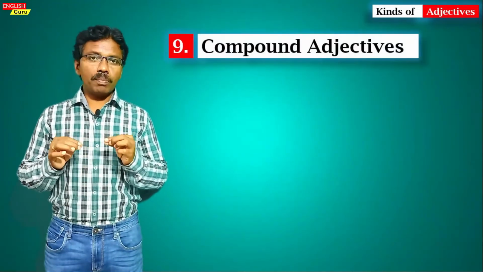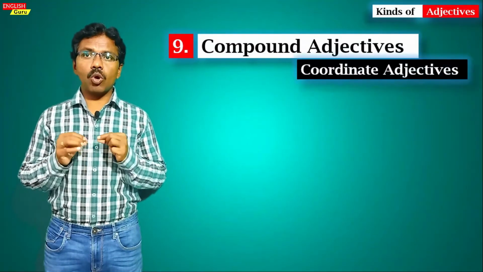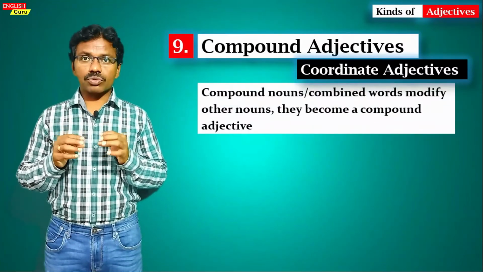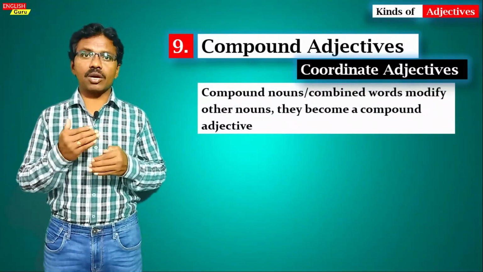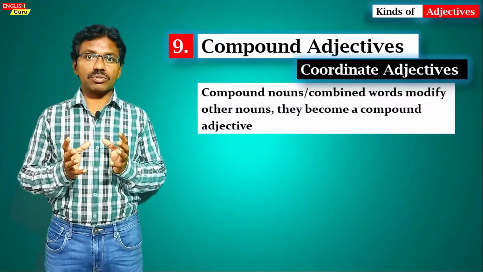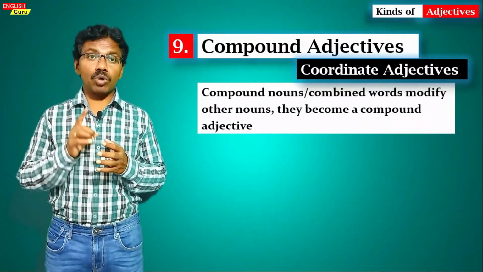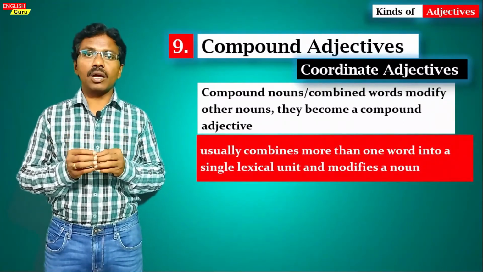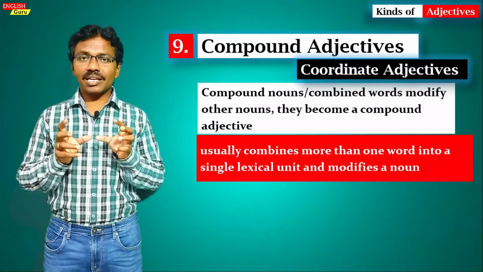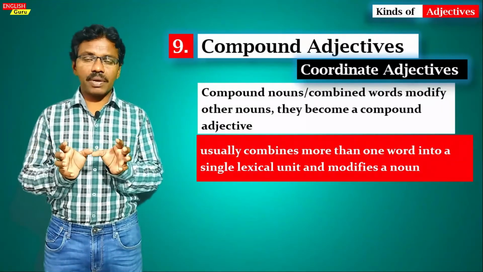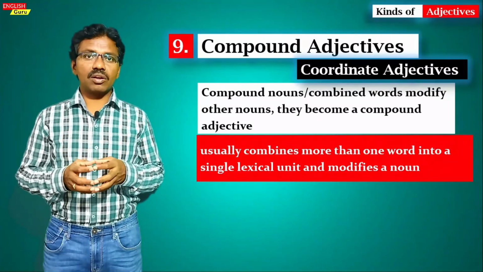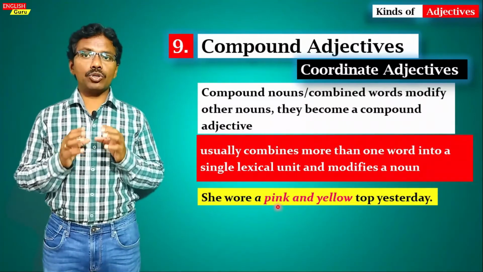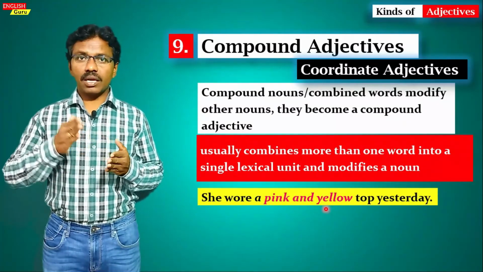And the ninth one is compound adjectives. They are also called coordinate adjectives. Compound adjectives are compound nouns or combined words that modify other nouns. They usually combine more than one word into a single unit that modifies a noun. We take two nouns, combine them, and use them as a modifier, and now they are called compound adjectives. For example, "She wore a pink and a yellow top yesterday." Pink, yellow.